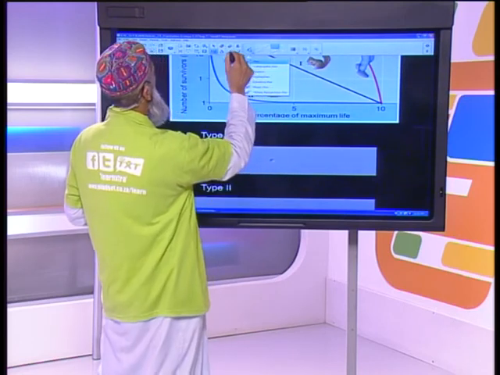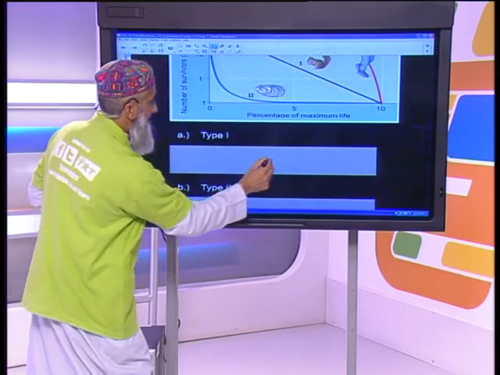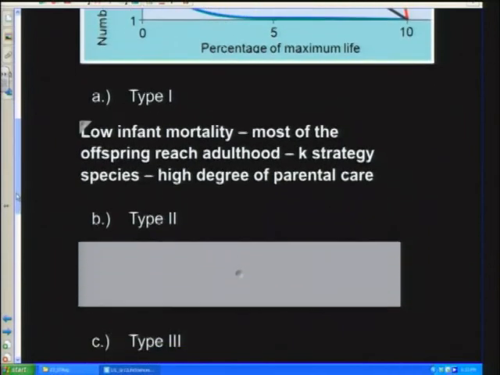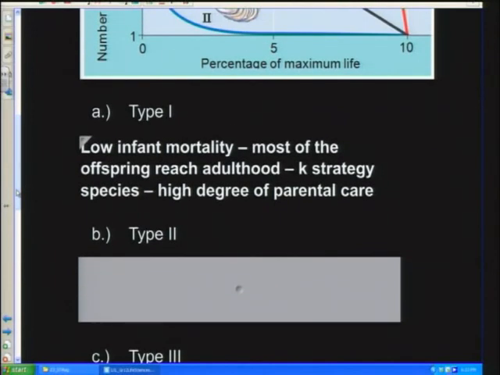I hope I know what I'm doing. Okay, there we go. Good. We're getting the hang of this.